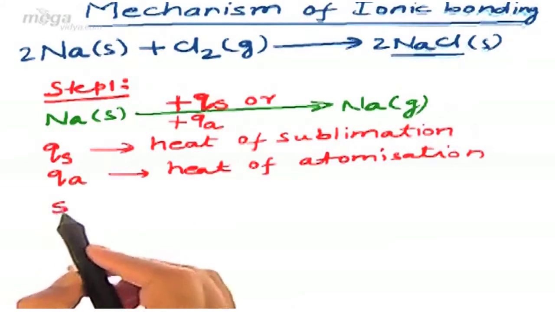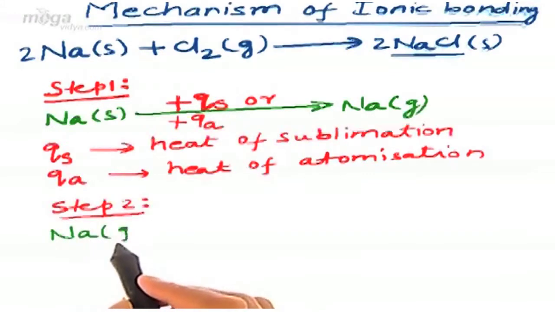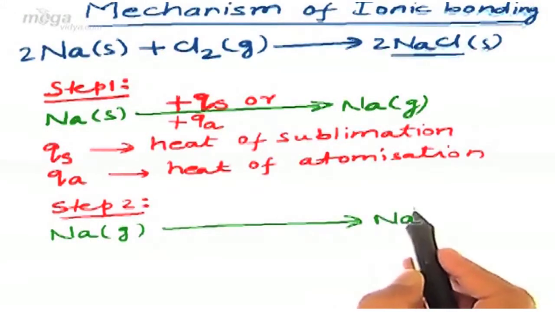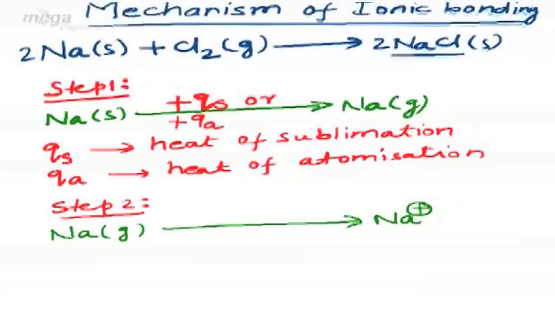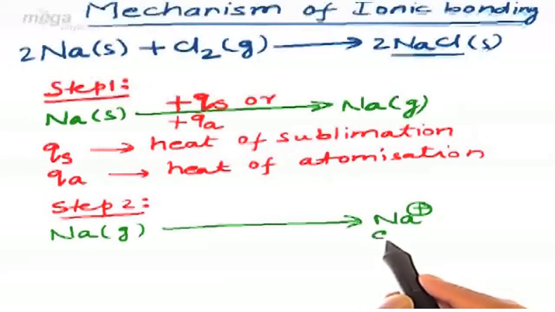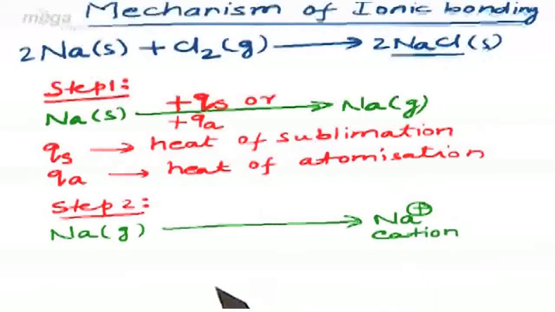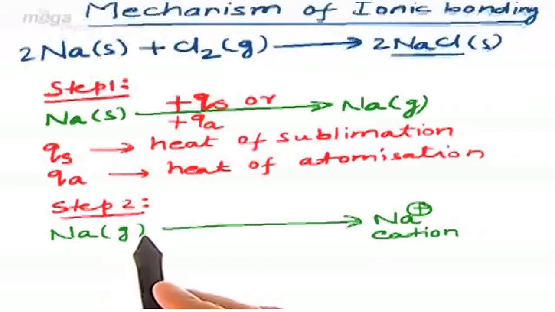Now in step 2 we shall be observing that the gaseous sodium will undergo the loss of electron, forming Na+, and as already discussed, the positively charged metals after the loss of electron are called cations. So here we have got sodium cation.